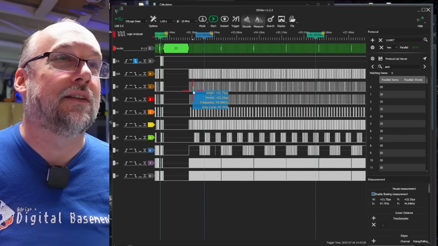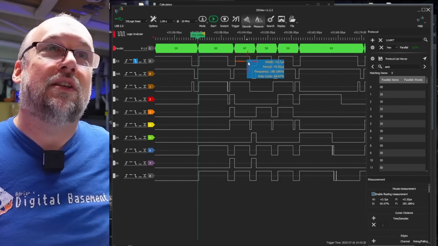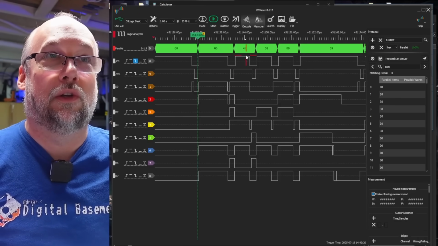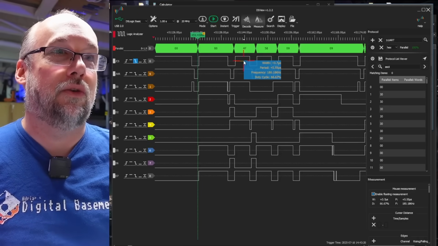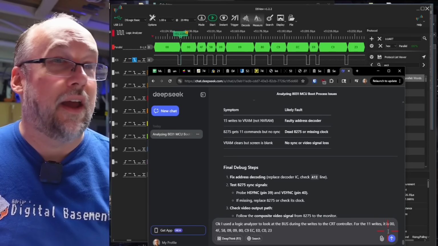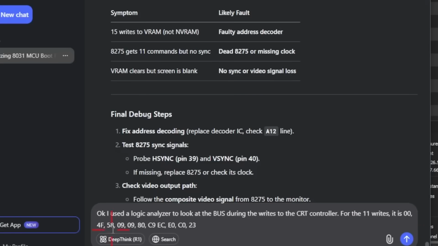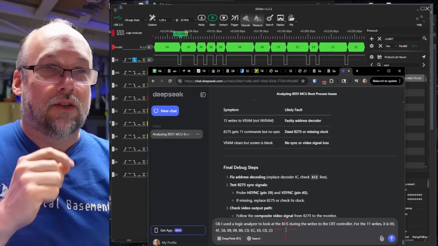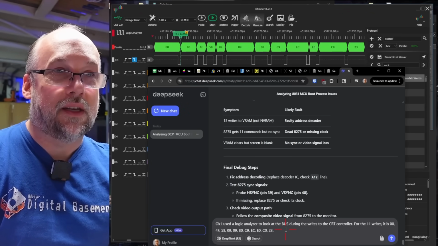That is excellent. Let's take a look at the decoded writes that are going to the CRTC, and we can compare them to what the code is writing, but also look at what these registers are actually doing. So the writes are, and I'm going to tell AI this, 00, 4F, 58, 09, 09, 80, C9, EC, E0, C0, 23. So we don't know if those values are correct. Let's see what AI thinks.